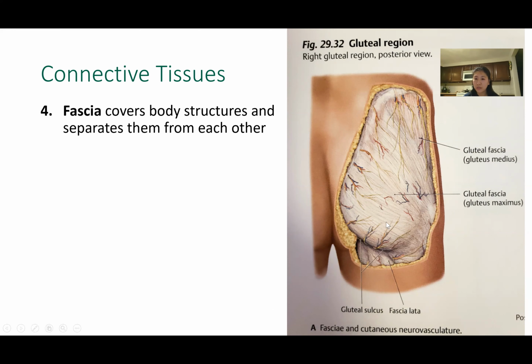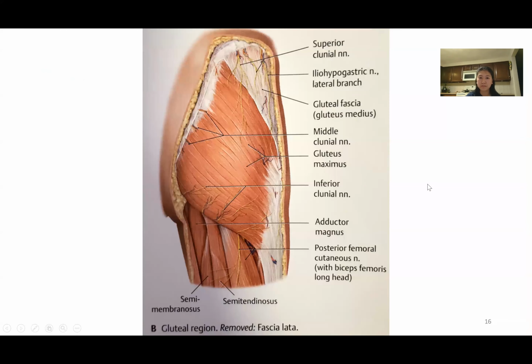As you can see, there are some small blood vessels on it, but it covers the large muscles. The gluteal region hosts some really large muscles. For example, gluteus medius and gluteus maximus are the muscles that are wrapped and protected underneath this large piece of fascia. As if you're peeling away the fascia, you should be able to see the large muscles that I just talked about underneath.